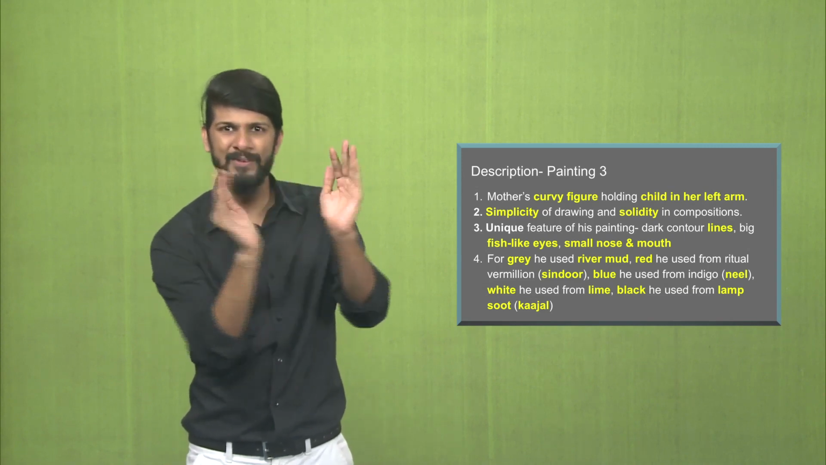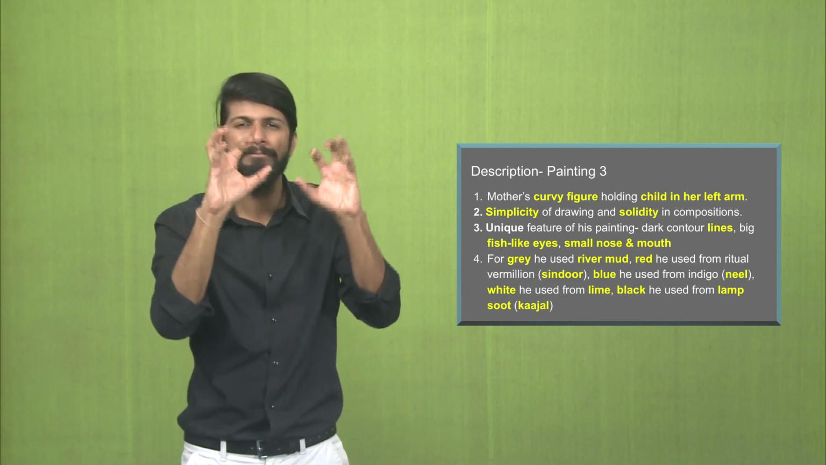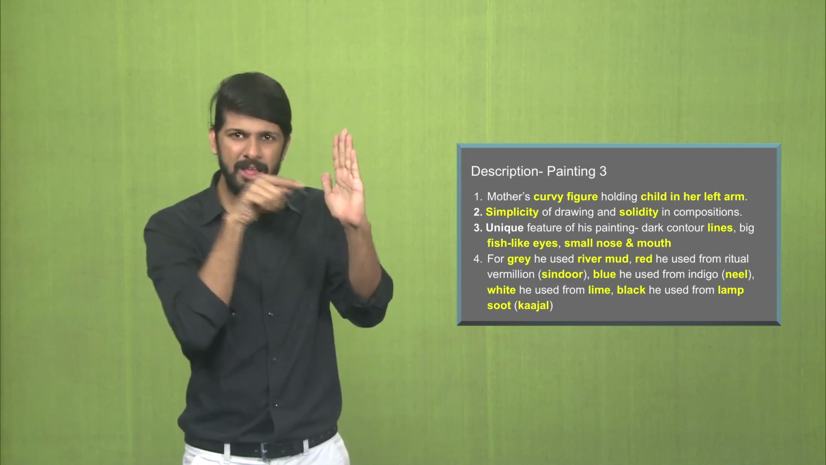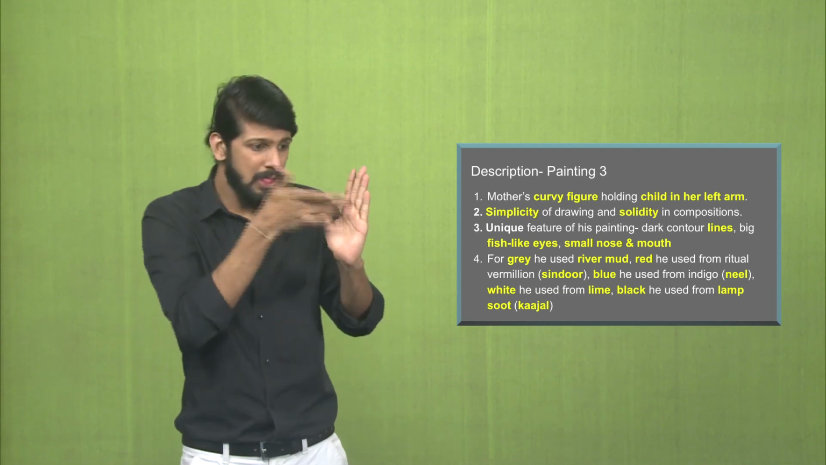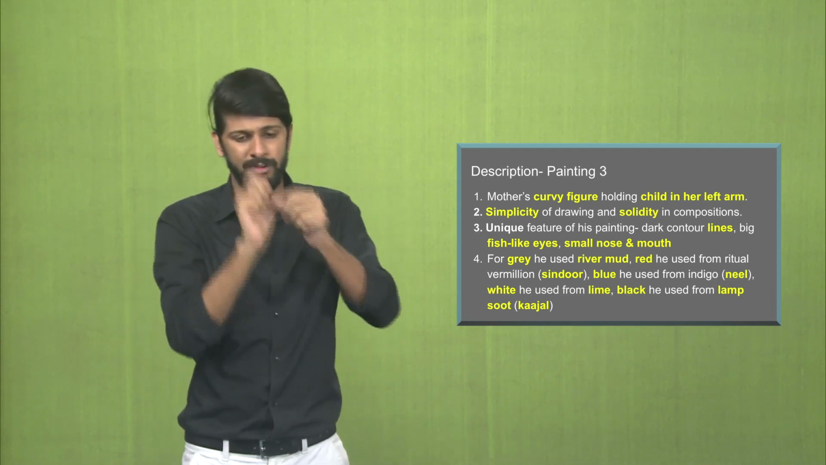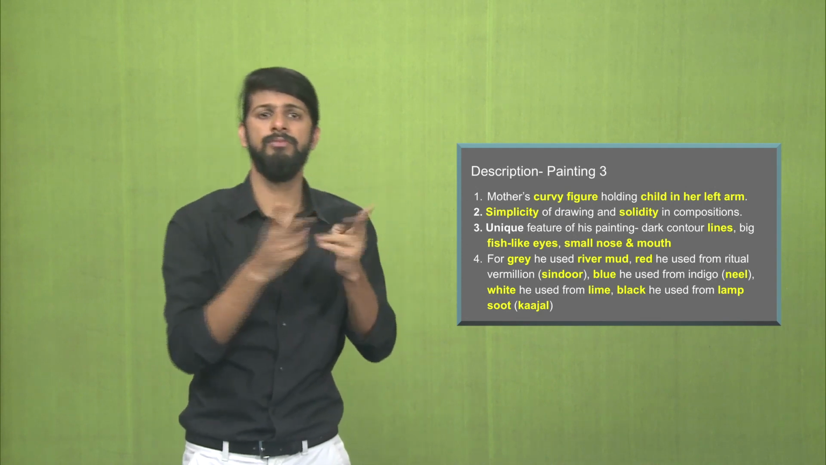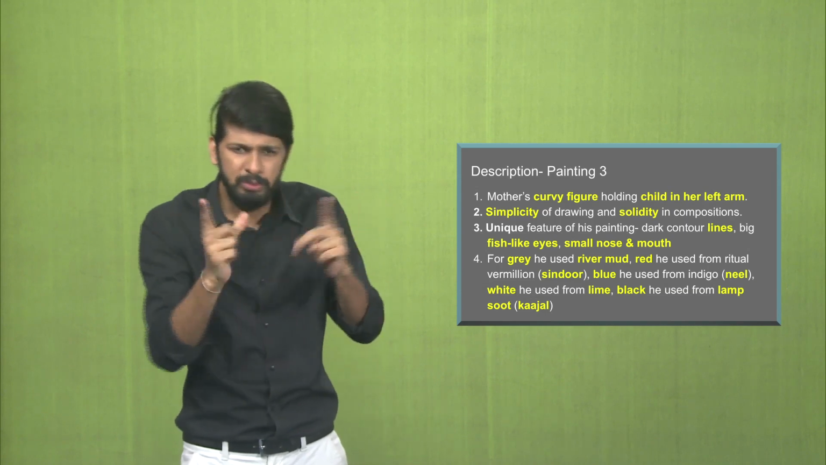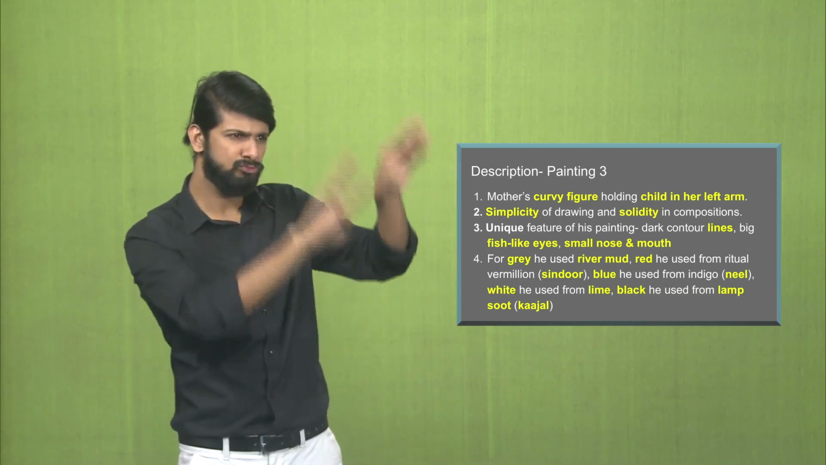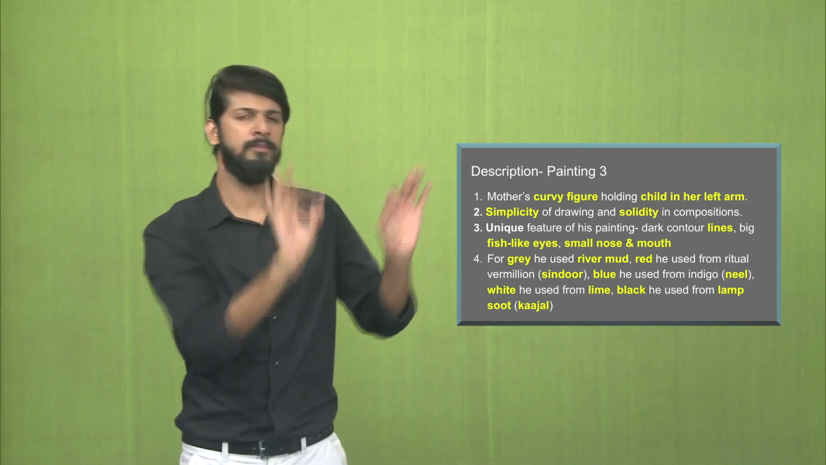So, if you have a flame in some kind of a metal container, this flame would after some time leave behind a soot which is also used as kajal. He would use the same thing to paint, the black color he would get from lamp soot. These were the various colors he procured himself and used in the Mother and Child painting.